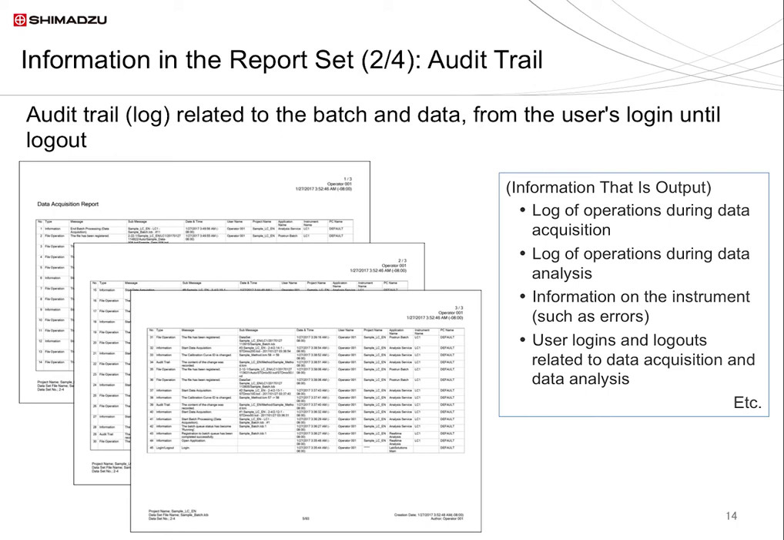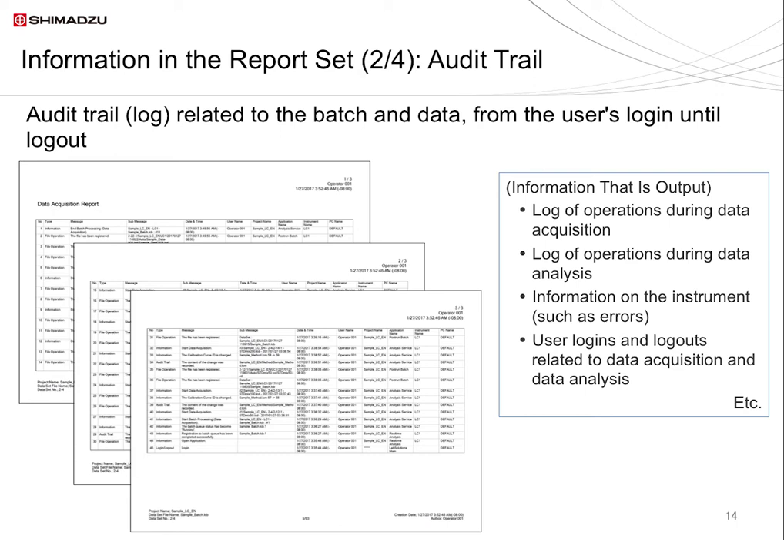Automatically included in the audit trail is information such as the operational log of analysis, which includes when the batch was analyzed and whether a temporary stop was applied. Also added to the audit trail is the operational log of data analysis, which includes when data analysis was performed and what data was analyzed.